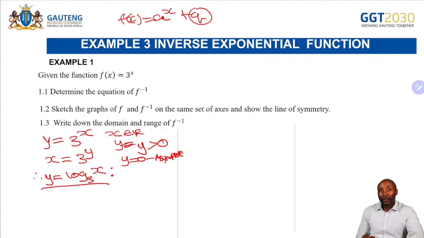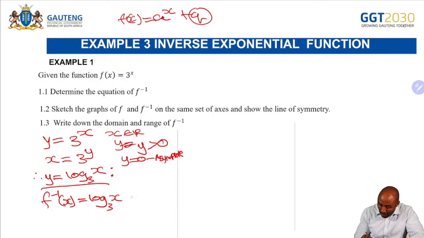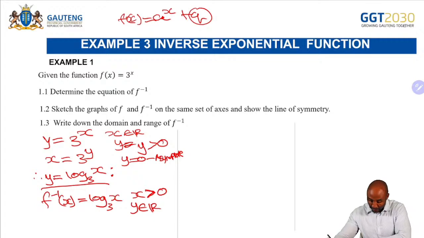So on our inverse function, we can still write down our domain and range using what we have written there. Remember, whatever is the domain of the original function becomes the range of the inverse function. So for my inverse function, y is equal to the logarithm, let me write it as f inverse x, which is the logarithm to base 3 of x. The domain: x must be greater than 0, and my range will be y, an element of all real numbers from negative infinity to positive infinity.